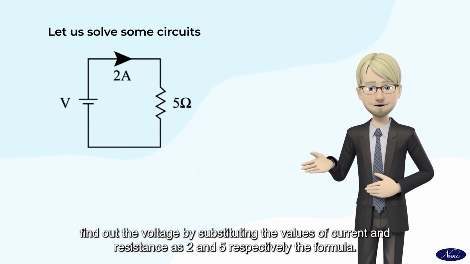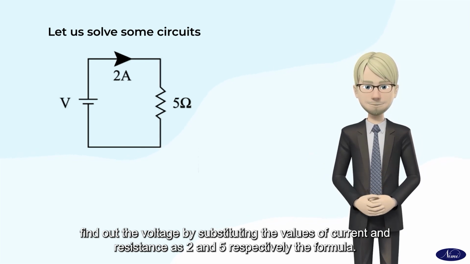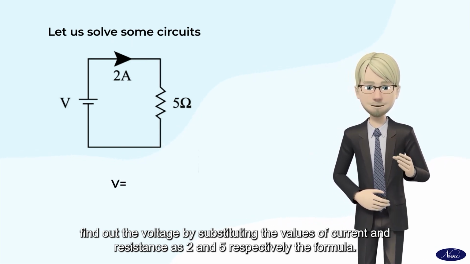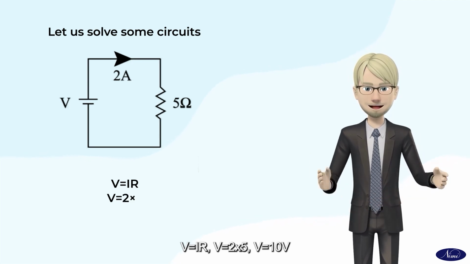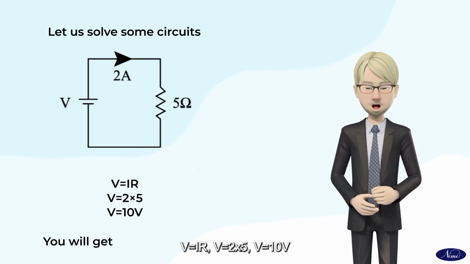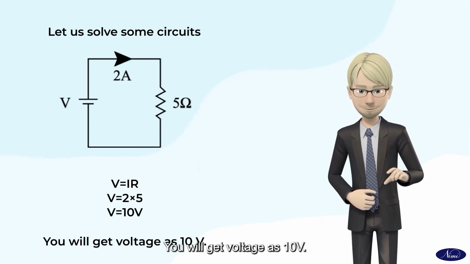In the same way, find out the voltage by substituting the values of current and resistance as 2 and 5 respectively in the formula. V is equal to IR. V is equal to 2 into 5. V is equal to 10 volts. You will get voltage as 10 volts.